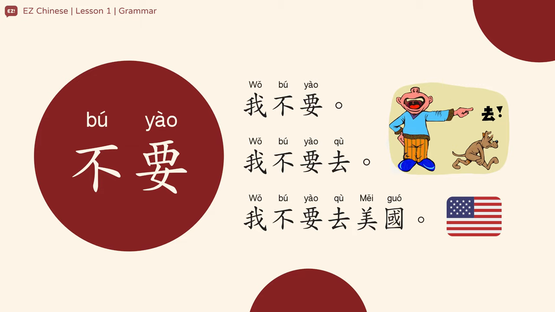不要，我不要。我不要去美国。不 can be used to deny a future action or express a choice. For example, 我不要, I don't want, 去, to go to, 美国, America. I do not want to go to America.